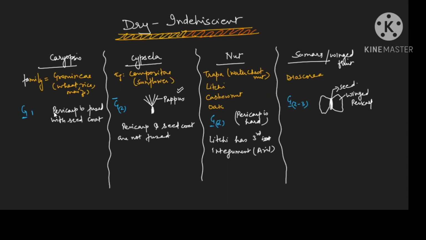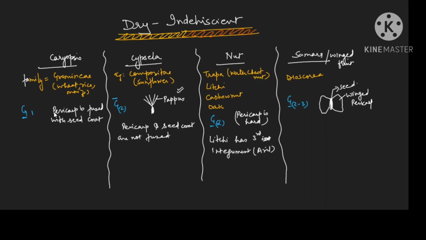Now, when you think of the Cypsela, think of the sunflower. I think you must have seen this parachute mechanism. The parachute mechanism is nothing but a pappus. Here the sepal is modified to form the pappus. It shows a parachute mechanism for seed dispersal, and here the pericarp is not fused with the seed coat. Is it clear? Pericarp is not fused with the seed coat.